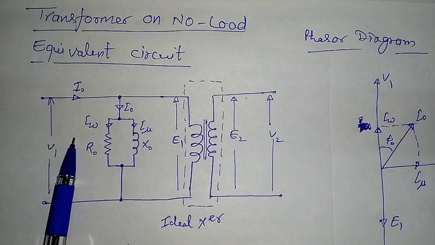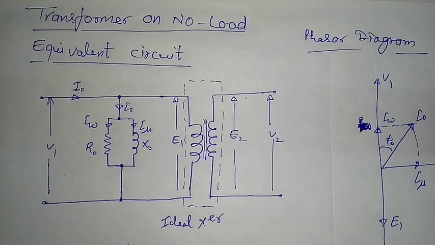The component IW supplies the hysteresis and eddy current losses in the core and the negligible I square R loss in the primary winding. The current IW is called the active component or wattful component of no load current. It is in phase with the applied voltage V1. The no load current I0 is small, of the order of 3 to 5% of the rated current of the primary.